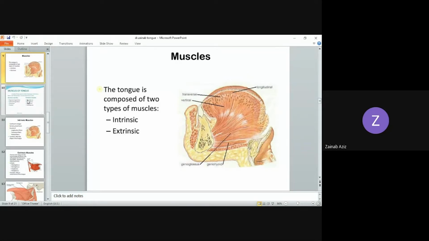The intrinsic muscles are entirely within the tongue and not attached to bone, while the extrinsic muscles attach to the outside bone, originate outside of the tongue and insert into the tongue, and they change the position of the tongue, while the intrinsic muscles change the shape of the tongue.